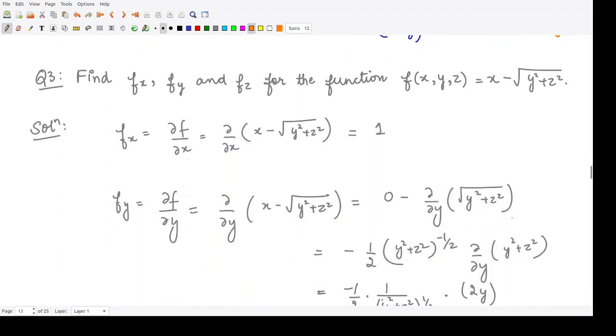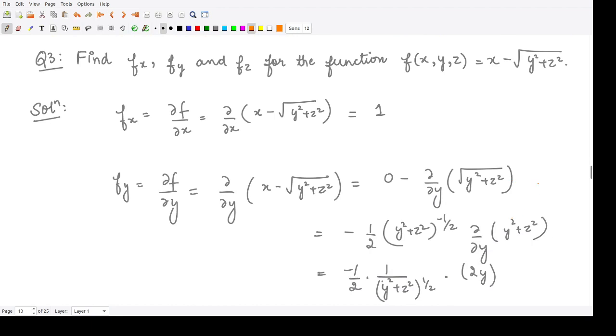Next let us look at the third example, third question. The function is given to be f of x, y, z equals x minus square root of y square plus z square. Next one is this third question.